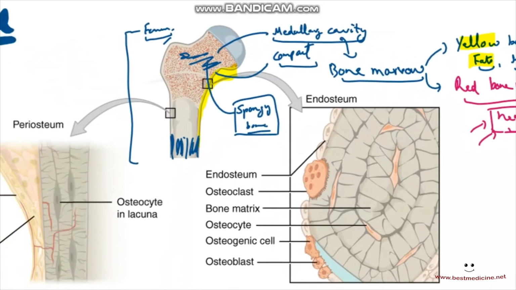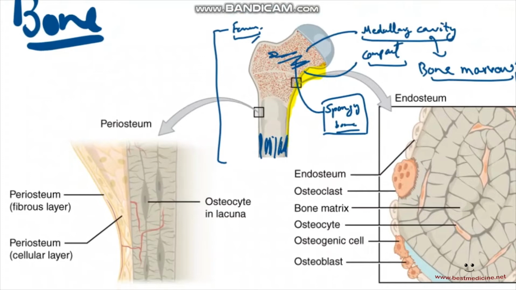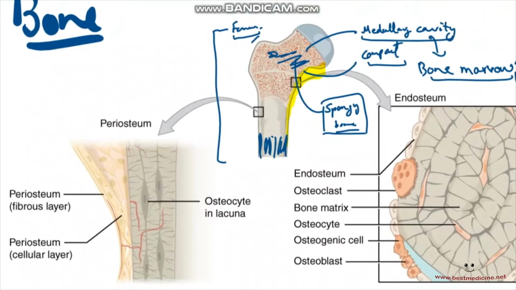Okay, so in the previous chapter we studied that there are two kinds of bone: compact bone and spongy bone. Between them is a medullary cavity that contains the bone marrow, the yellow and the red bone marrow. I already went over the function of yellow and red bone marrow.